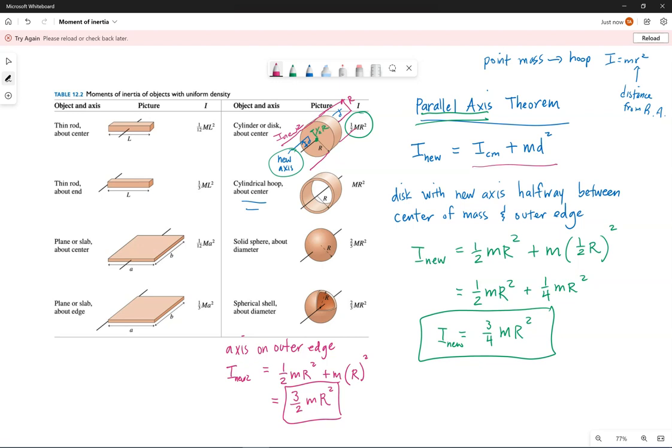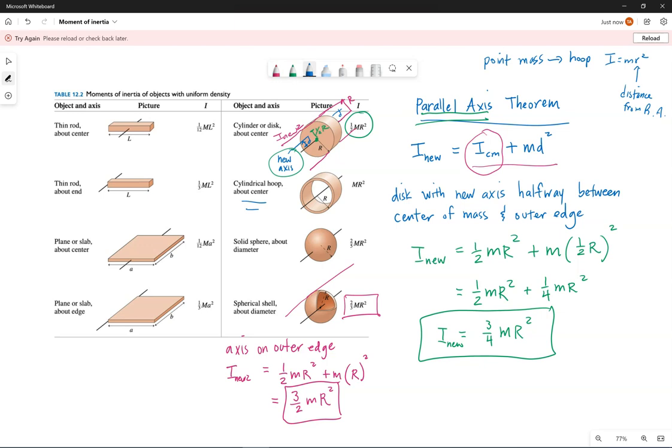So this is applicable to any of these objects. We could talk about a spherical shell around its outer edge. The difference would be the I center of mass part, because we would need to use the value for the spherical shell specifically, and then account for that D, the distance we have shifted the axis.